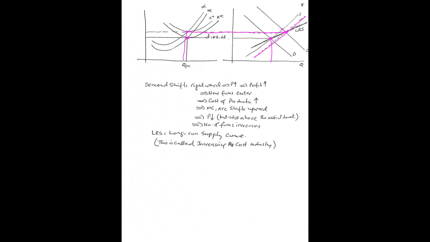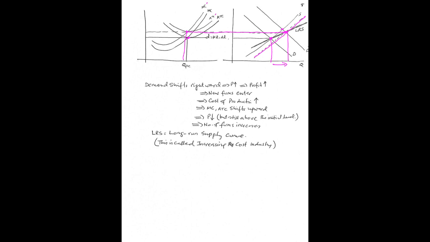So total industry output will increase. Number of firms will definitely increase as well. Why? Because you can see if you shift the ATC curve, this is a new curve. Let me write, this is a new MC curve and this is new ATC curve. So both curves are shifting upward. If you shift the curve, it means cost of production is increasing.